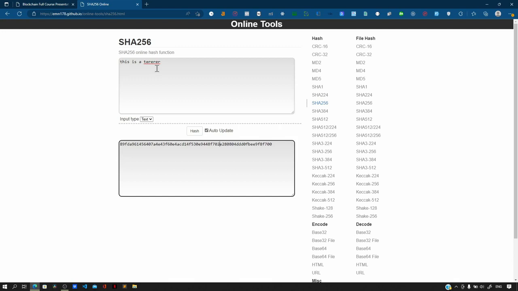SHA-256 is a specific hashing algorithm. SHA stands for secure hashing algorithm, and 256 represents the size of the output of the algorithm. The alphanumerical representation that you are seeing on the screen is a result of the hashing function, right? And this is a 256-bit number. Bitcoin uses this SHA-256 algorithm to create a unique hash value for each block in the blockchain.